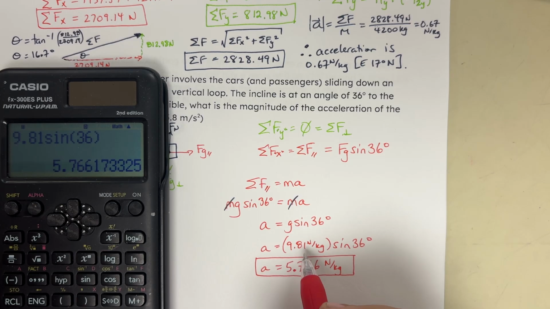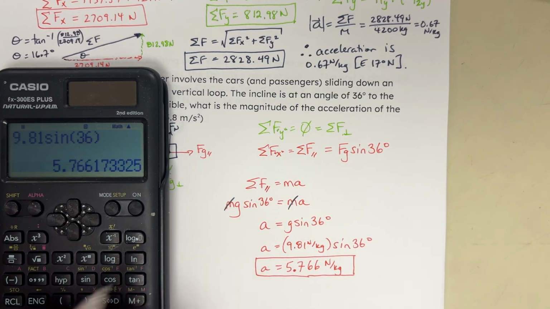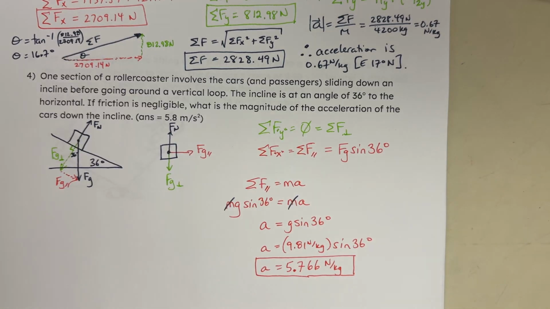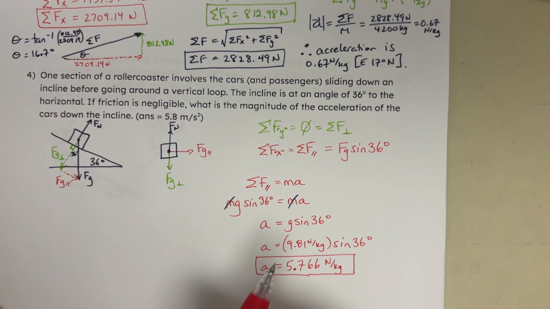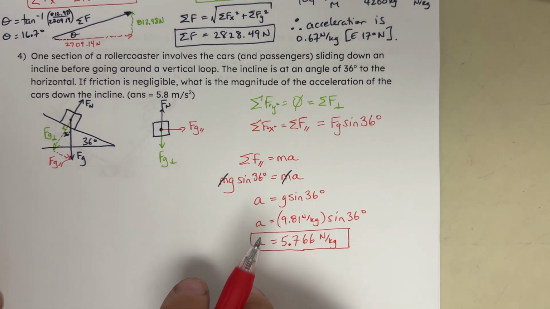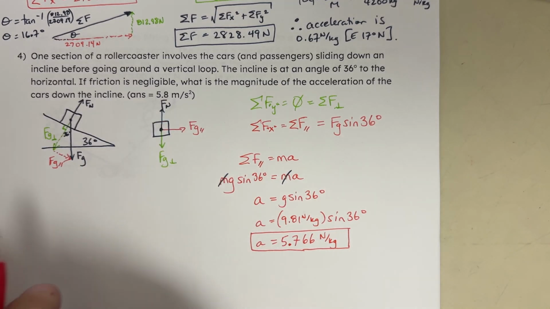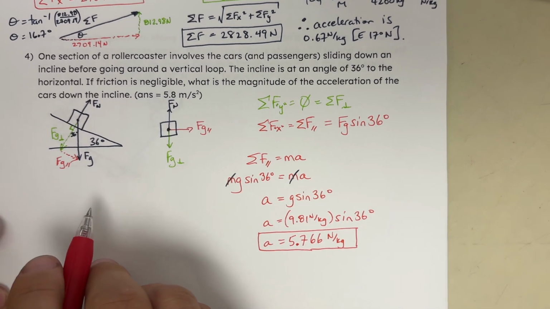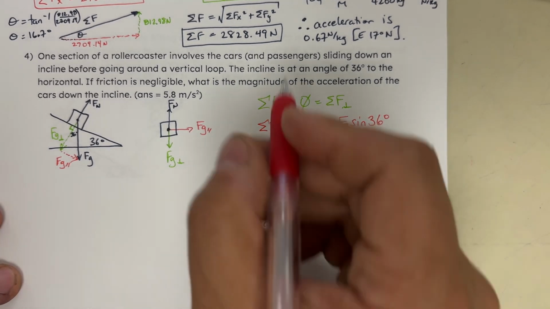If you put 9.8, you might get 5.74 and then round to 5.7. So just be aware of that. It just depends on the value you use for your g. But the answer here is based on 9.81. And so that's the magnitude of the acceleration of the cars down the ramp. We don't actually need the direction or anything like that because it just asks for magnitude.